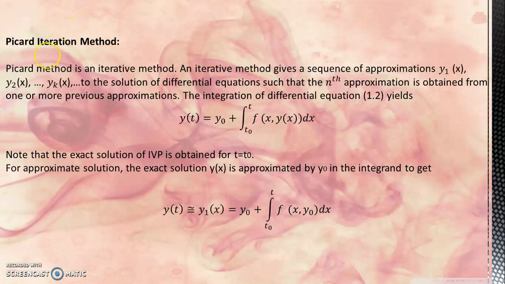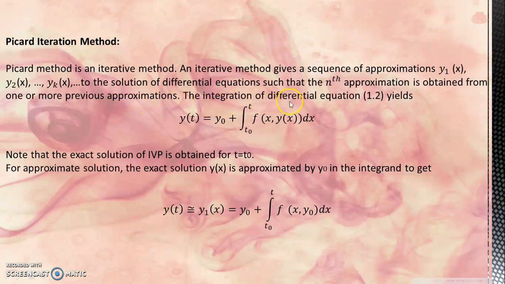Picard method is an iterative method. An iterative method gives a sequence of approximations y1(x), y2(x) till yk(x) to the solution of differential equations such that the nth approximation is obtained from one or more previous approximations.